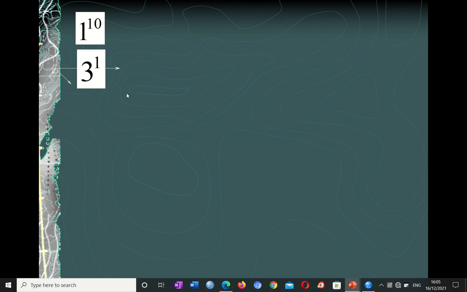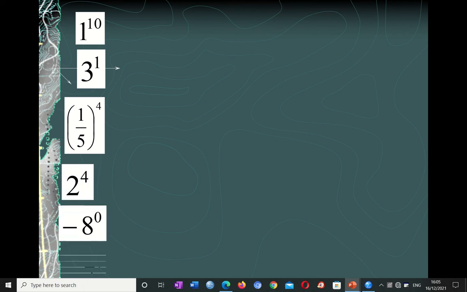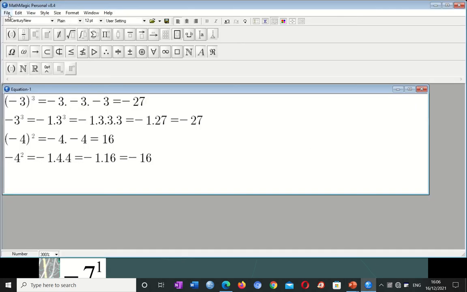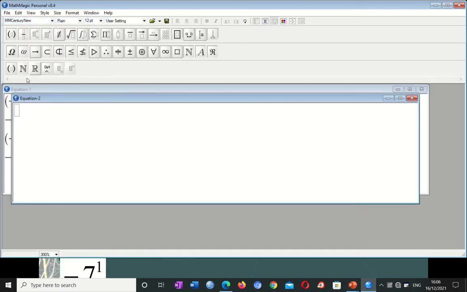So here, 1 to the power 10. What is our answer? Who is going to tell me? 1. You multiply 1 by itself 10 times, it is 1. 3 to the power 1, what is it? 3. 1 over 5 multiplied by 4, that's different. We are going to calculate these ones now. 1 over 5 to the power 4. I'm going to calculate it here.